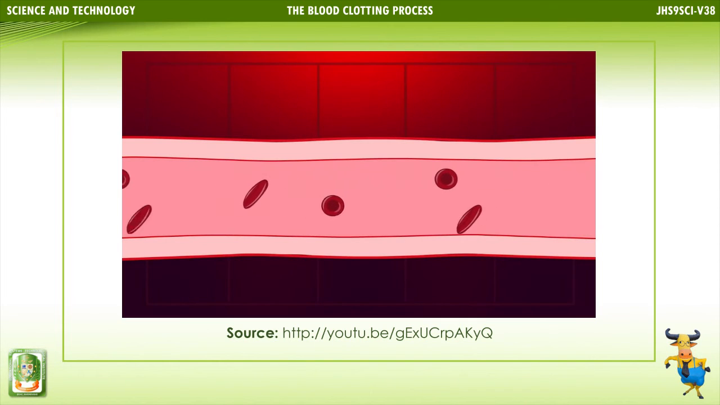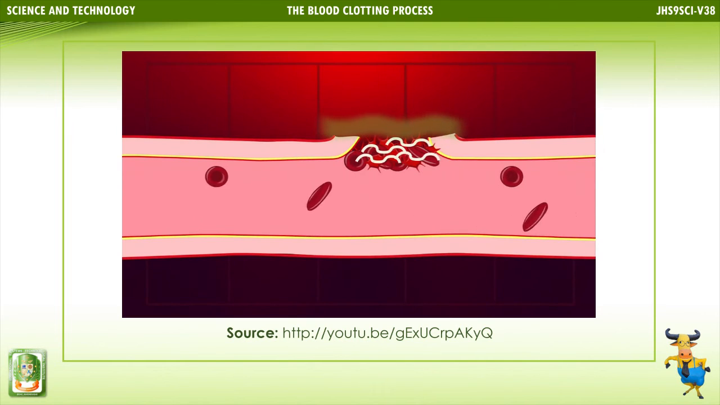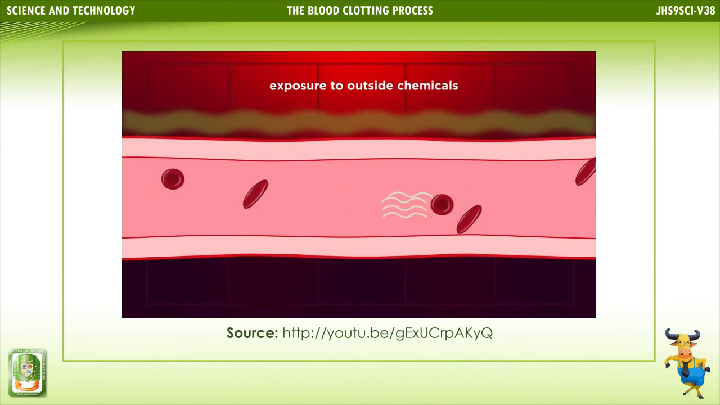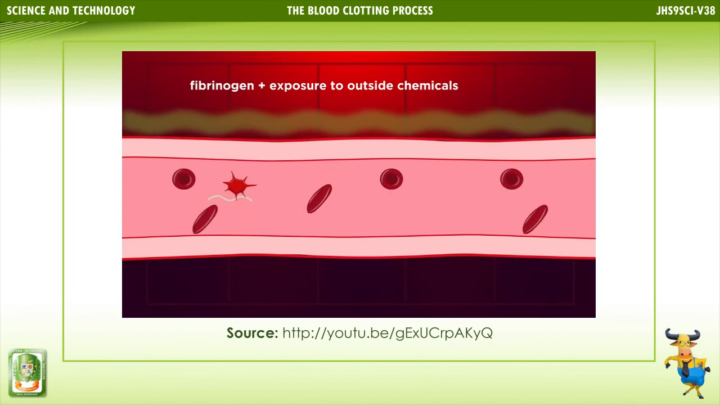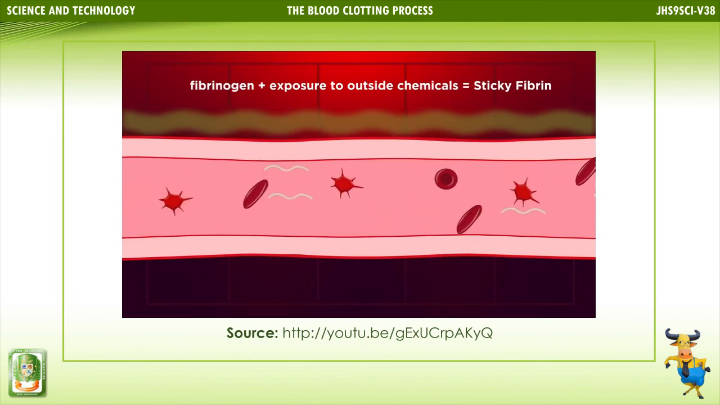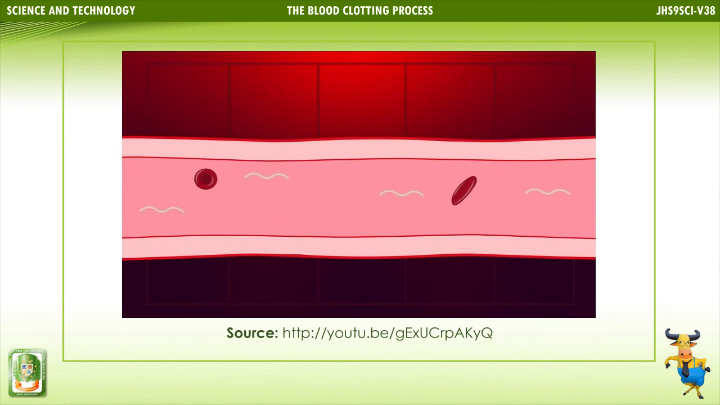A final thing to note, remember that I said the exposure to the collagen causes the platelets to stick together, and the exposure to the outside chemicals causes the fibrinogen to turn into sticky fibrin. Both the platelets and the fibrin only become sticky after the exposure. This means in a normal, healthy blood vessel, they won't randomly cause clots.